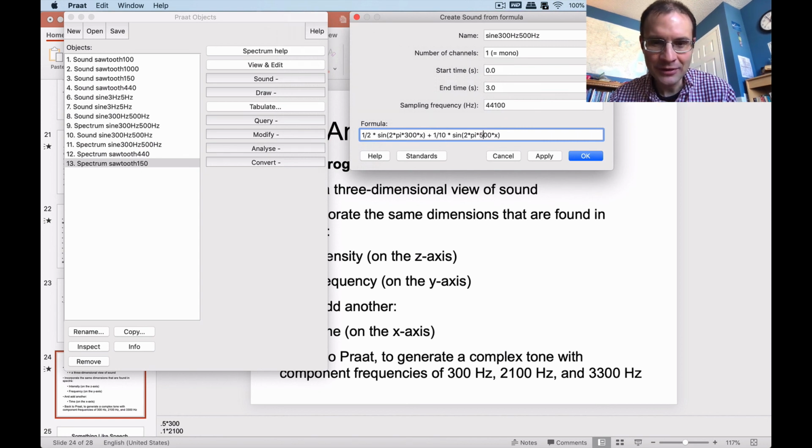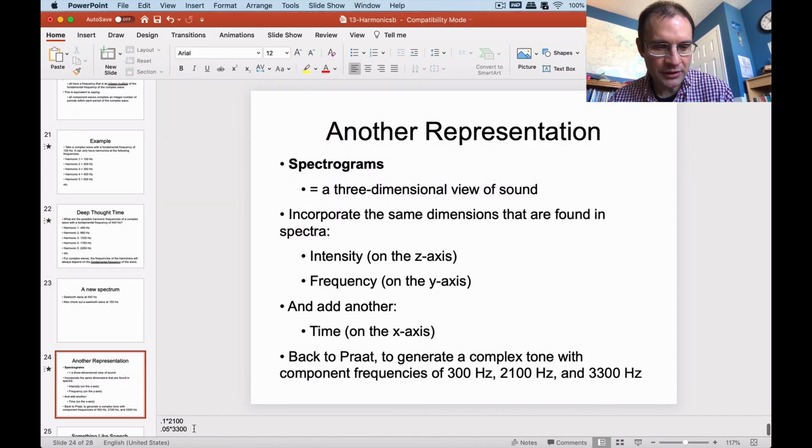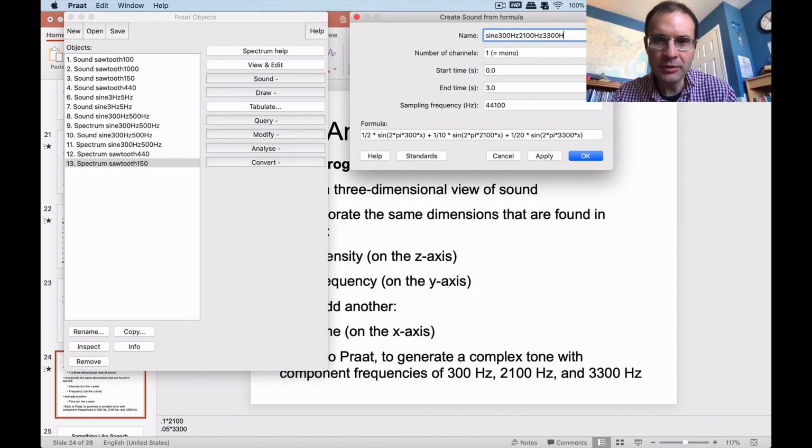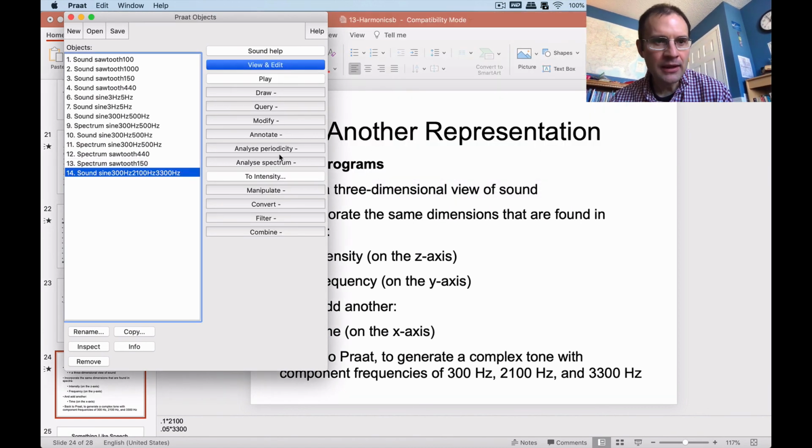Okay, so this one has the same 300 hertz component there. Then I'm going to add one at 2100 hertz, and then one at 3300 hertz. So this second one has a peak amplitude of a 10th, 0.1, and the last one, at 3300, will have a peak amplitude of a 20th, or 0.05. Label it appropriately, and what do we get?